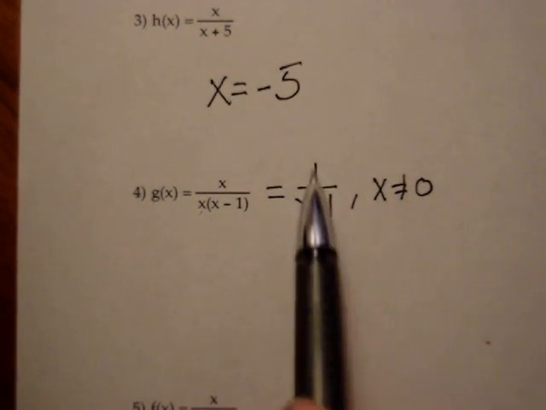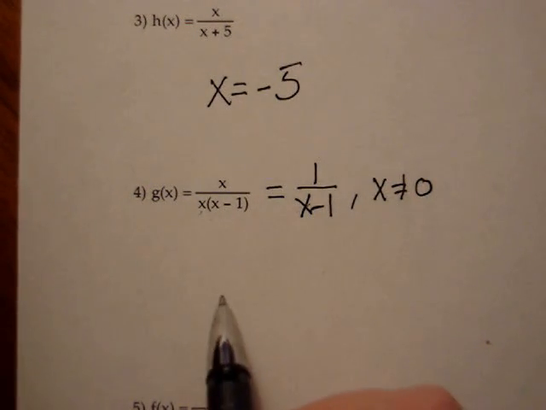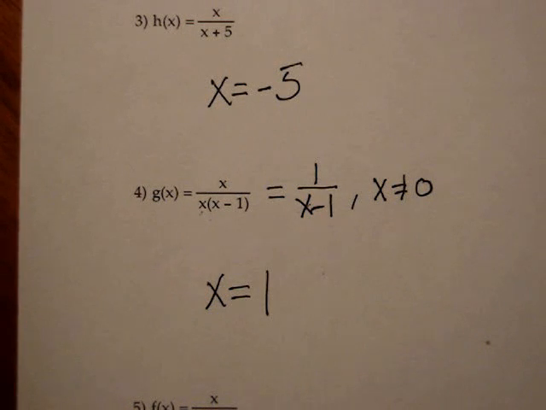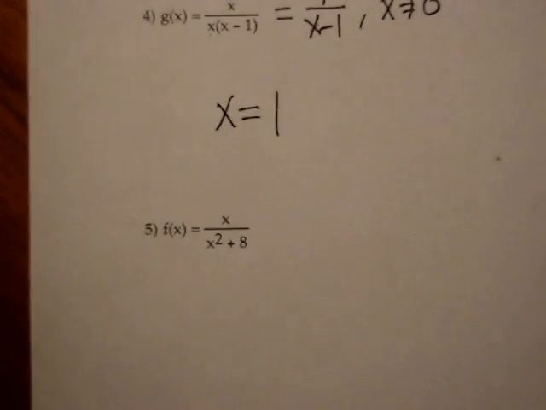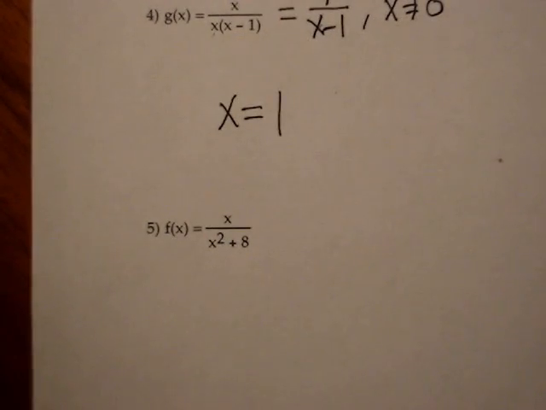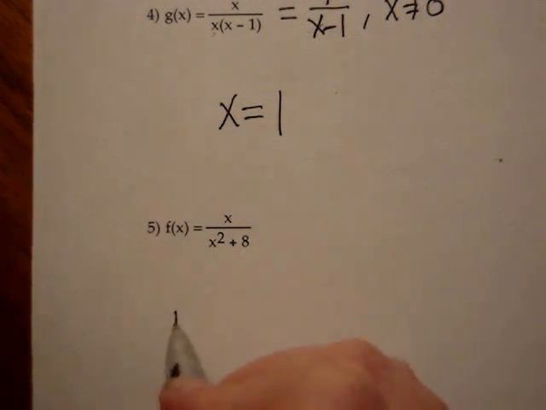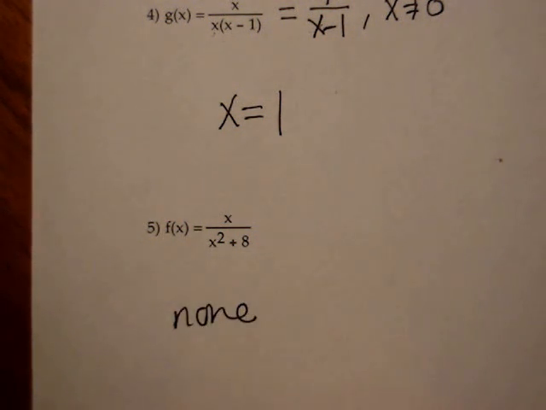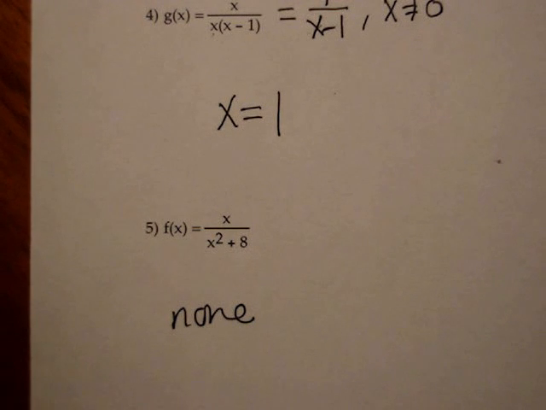So, what's left? X can't be 1 either. So that is our VA. I'm going to call them VAs from now on. Okay? Number 5. Let's see. First of all, can I simplify that at all? No, can't. Second, does anything cause a 0 in the denominator here? No, all real numbers are okay. So we're going to write none. There are no vertical asymptotes.